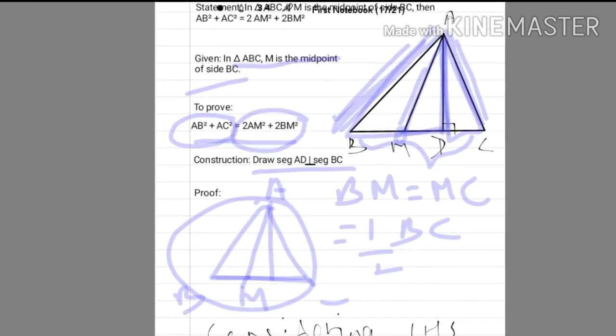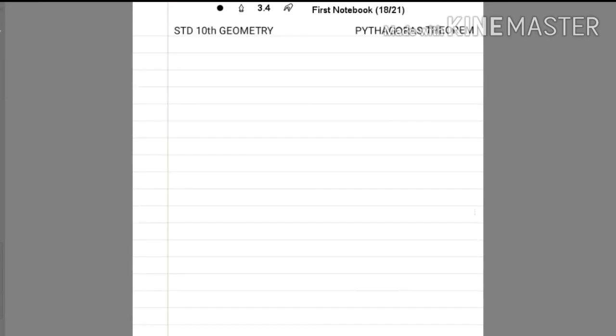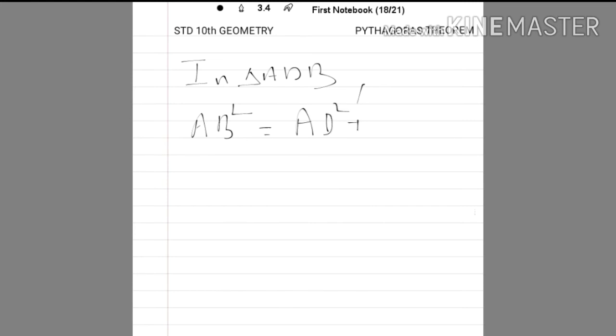Now how we will get that value is we have to consider this right angle triangle, right? Because AB will be its hypotenuse. So we will easily get the value of AB square from this by using the Pythagoras theorem. So in triangle ADB, we can say AB square is equal to AD square plus BD square, right?